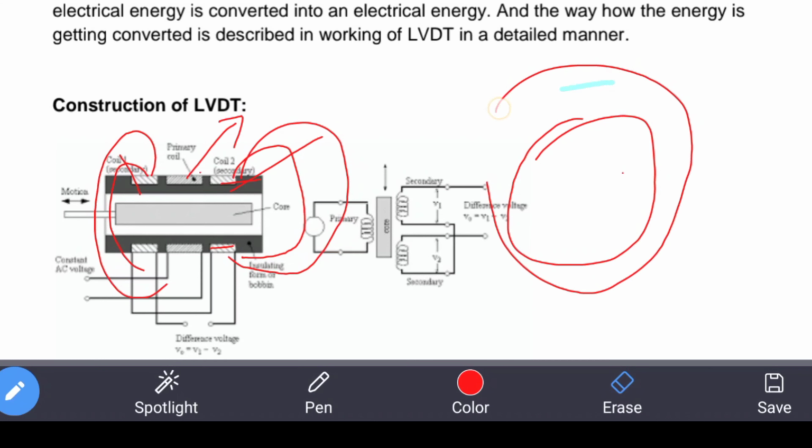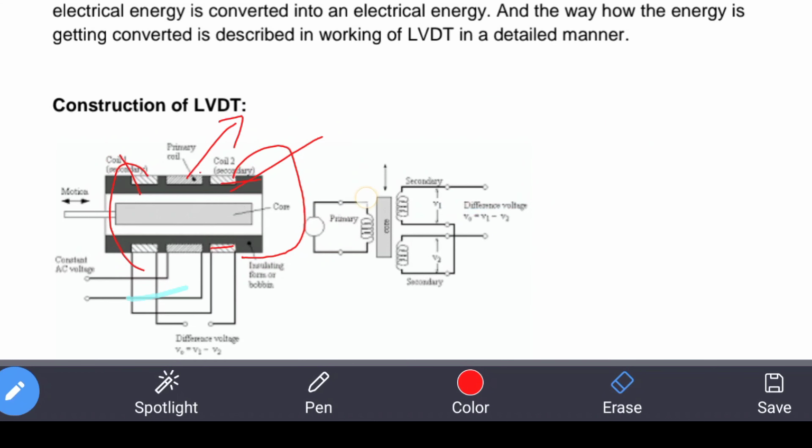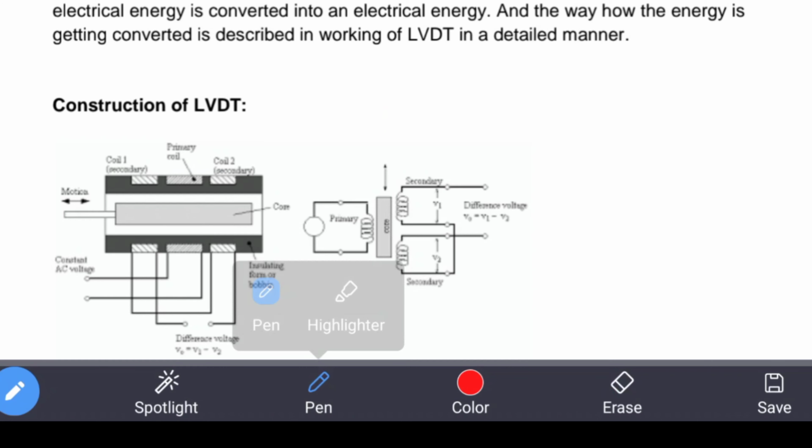You can see this diagram. Secondary coil 1, coil 2, two coils are there. That is, the secondary winding has two windings, and the primary coil has only a single winding. The motion is connected by using an arm. It is a soft iron core.